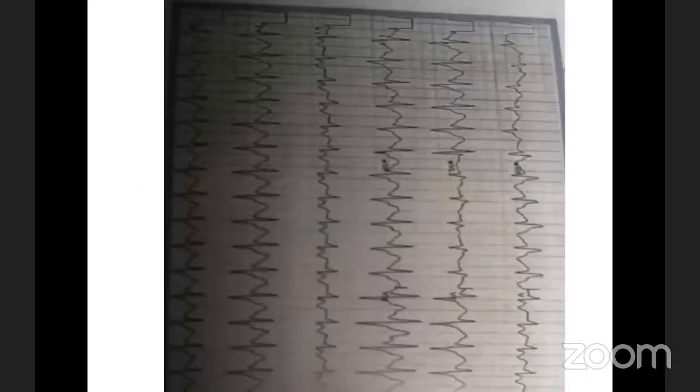If you see now, the QRS complex is broad. So what is the diagnosis here? Can anyone open mic and say?